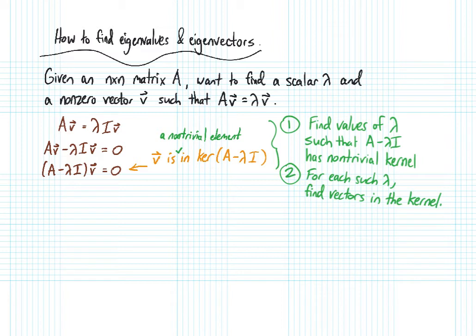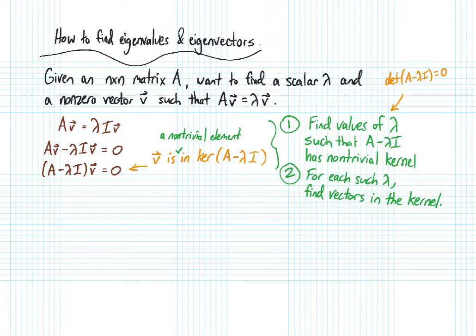And the determinant tells us whether the matrix is invertible or not. If the matrix is invertible, then the kernel is trivial. And if the matrix is not invertible, then the kernel is non-trivial. So that means we can calculate the determinant. And when the determinant is zero is exactly when there's a non-trivial kernel.